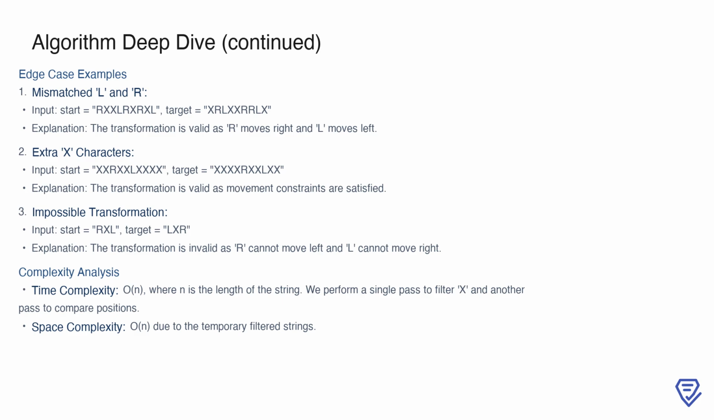However, in the third example, where start is RXL and target is LXR, the transformation is invalid because R cannot move left and L cannot move right. For complexity, the time complexity is O(n), because we perform a single pass to filter X and another pass to validate positions. The space complexity is also O(n), due to the temporary filtered strings. This combination of efficient traversal and minimal memory usage makes the solution highly optimal for this problem.